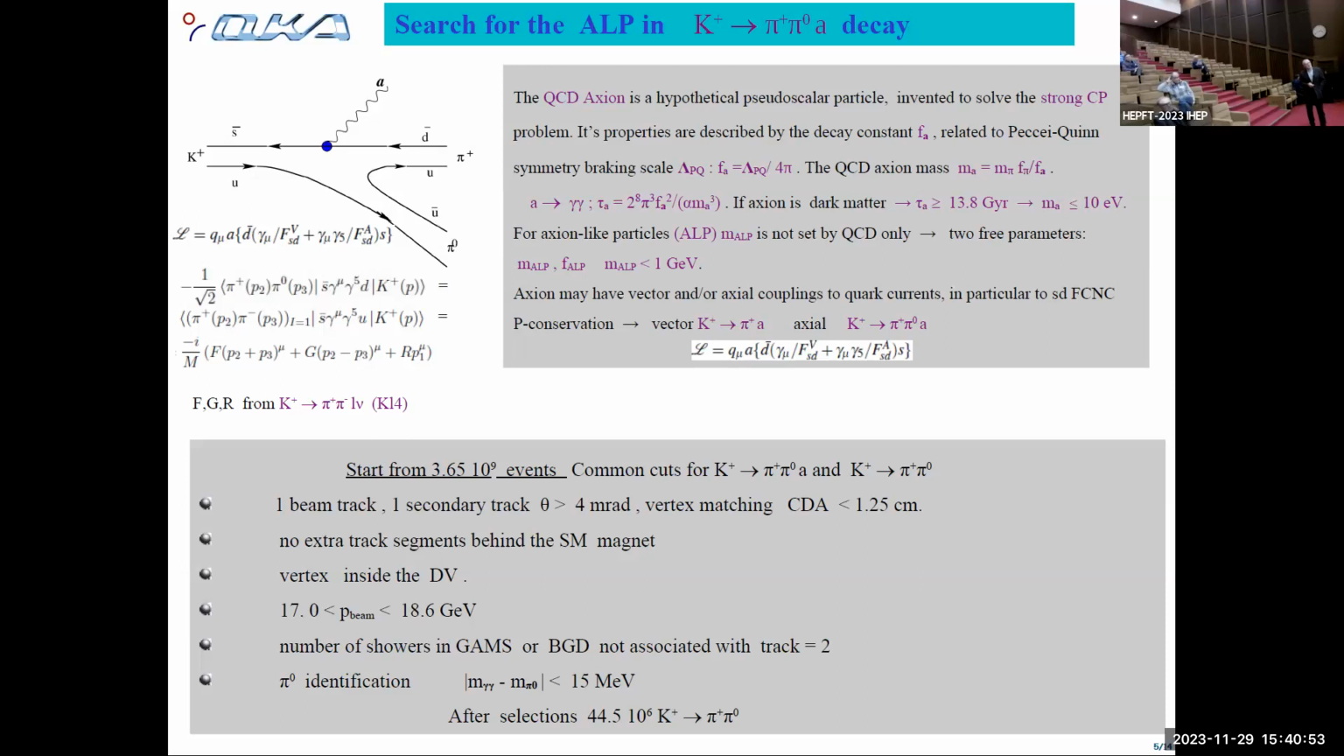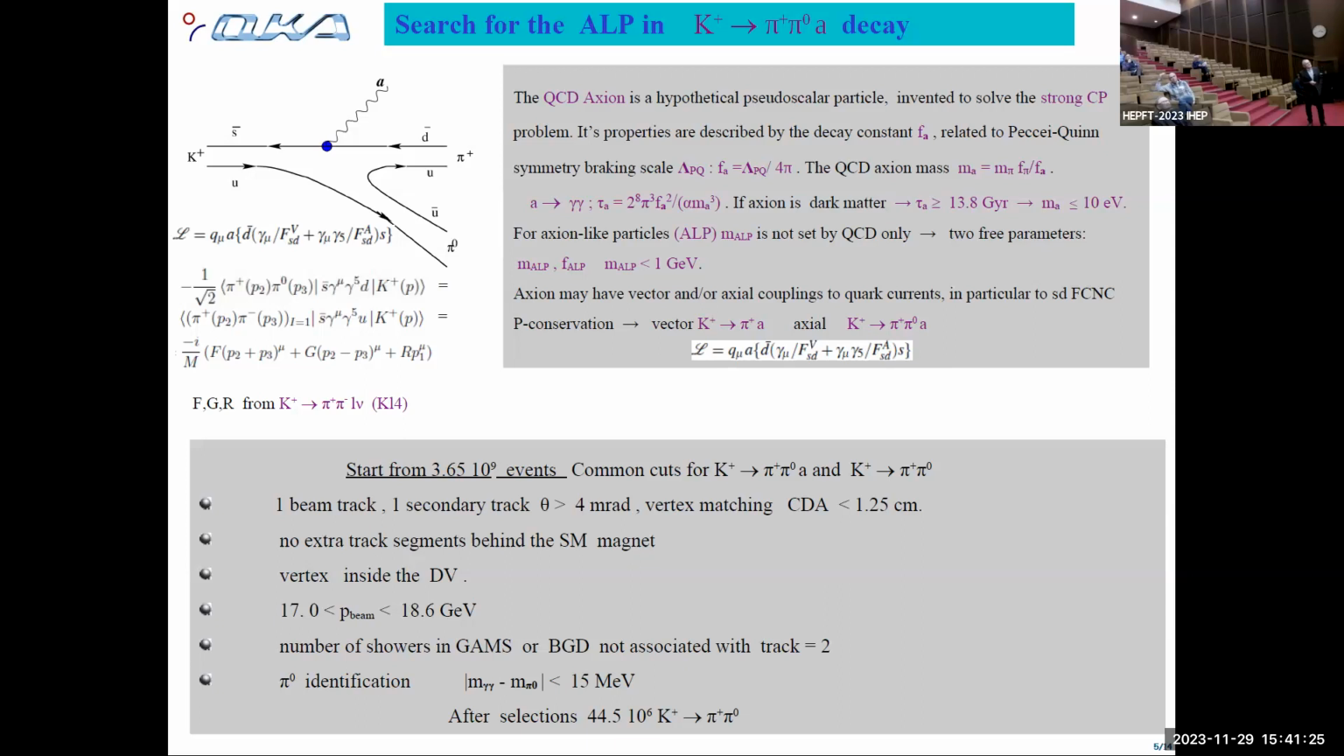It couples through vector or axial vector couplings, and so this is a diagram of this decay, and as parity is conserved in QCD, the decay of K plus to pi plus axion probes vector coupling, and this decay, which is under study, is sensitive to the axial vector coupling.